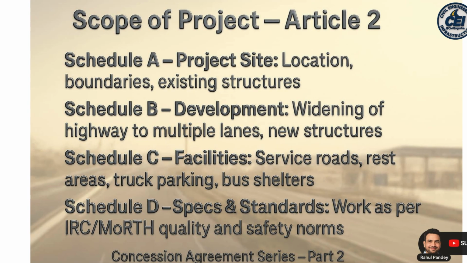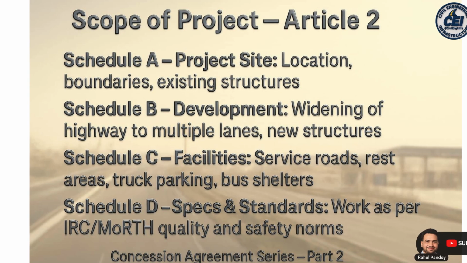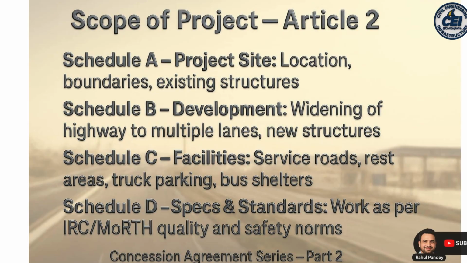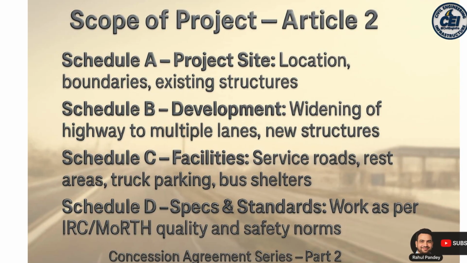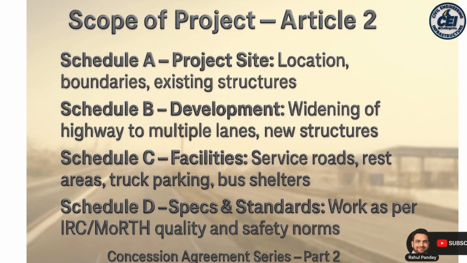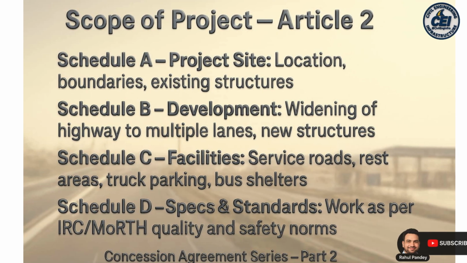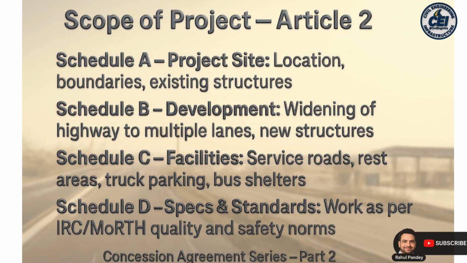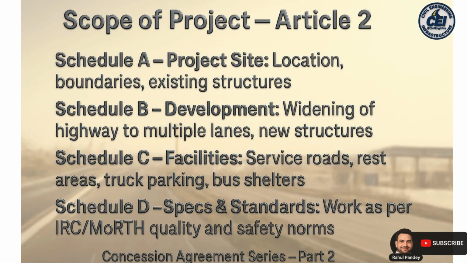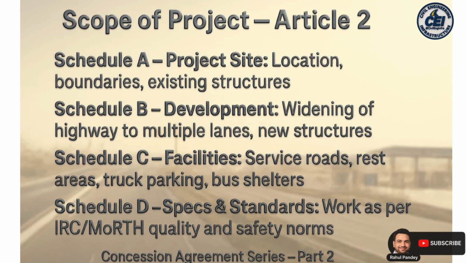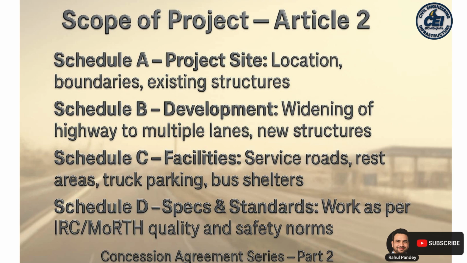Schedule C: project facilities, service roads, rest areas, bus shelters, truck parking, emergency systems and maintenance service levels. Schedule D: specifications or standards, safety norms, quality control and performance requirements as per IRC or MoRTH standards. These 4 schedules clearly set the responsibilities of the authority and the concessionaire and make the project practically implementable.